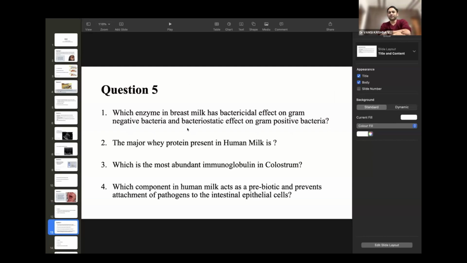So what is the major whey protein present in the human milk? So we know that the whey protein, yeah, correct. Lactalbumin is the most common major whey protein in the human milk. The human milk, compared to the animal milk, has 70% whey protein, which is easily digestible, and it acts as the lactalbumin.